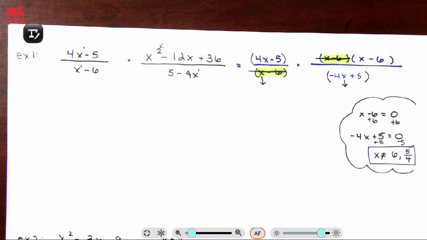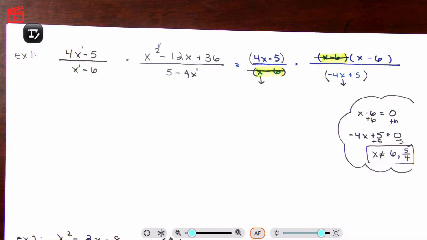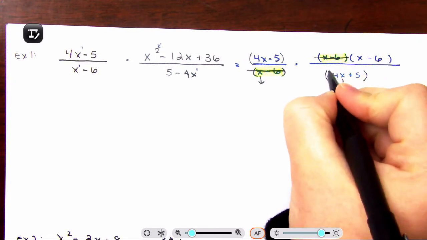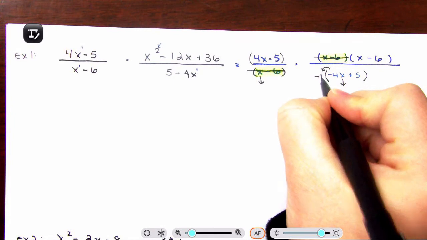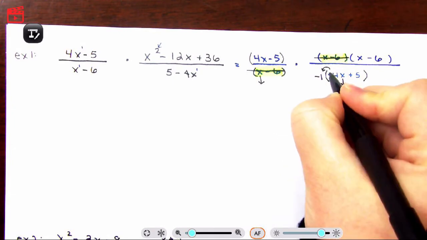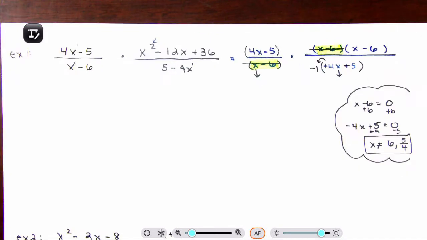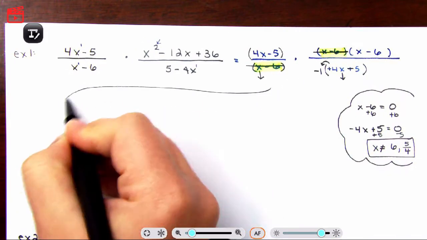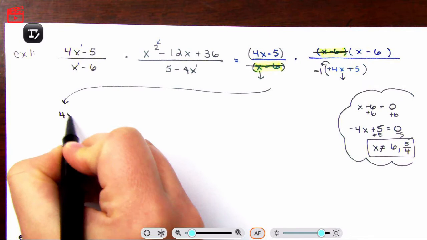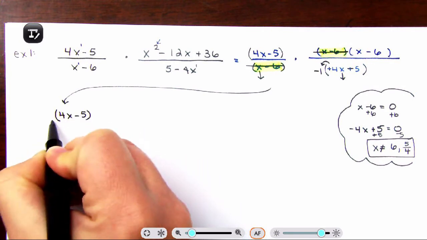Sometimes what you can do is you can kind of be a sly fox and make it work. So we need identical bubbles. So how do I make this negative 4x plus 5 into 4x minus 5? I'm noticing that if I pull out a negative 1, this 4x becomes positive, this 5 becomes negative. So you can factor out a negative 1. It's one of those little tricks.